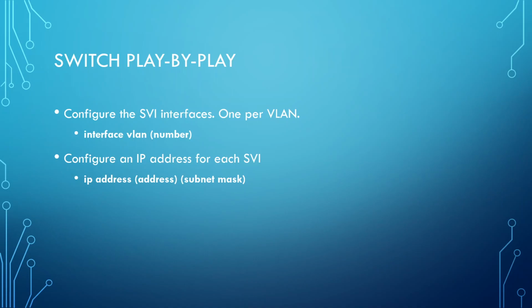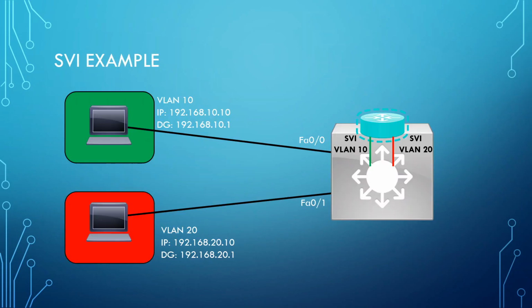As an example, if I want to configure a switch virtual interface for VLAN 10, I would literally just type in the command interface vlan 10, and that would create the SVI for VLAN 10. Then under the SVI, all we do is assign that switch virtual interface, that VLAN interface, an IP address with the command ip address, then the address and subnet mask.